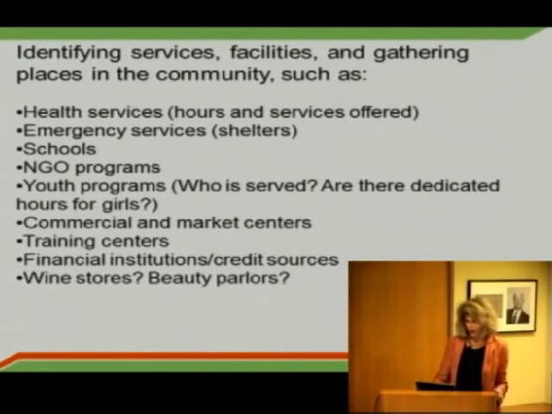Now you put on that map health services, the hours that services are offered, emergency services, shelters, schools, non-governmental organization programs, feeding programs, youth programs, and query who is served. Are there dedicated hours for girls? Commercial and market centers, training centers, financial institutions, credit sources, wine stores, beauty parlors, a whole range of places which one group of people can go to and use regularly and others can't.